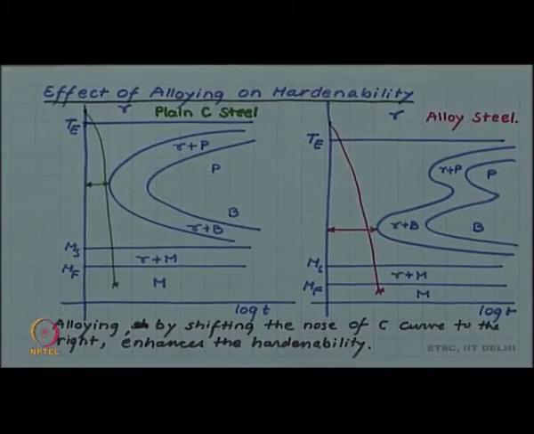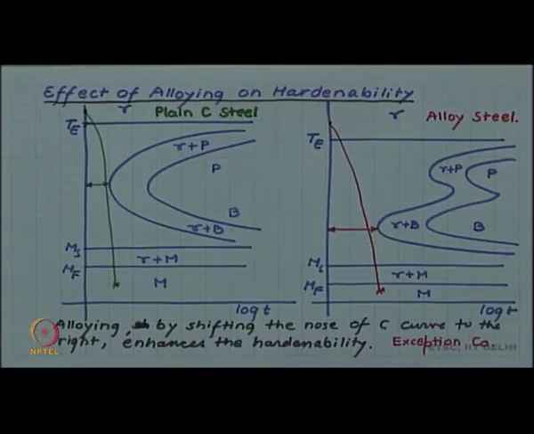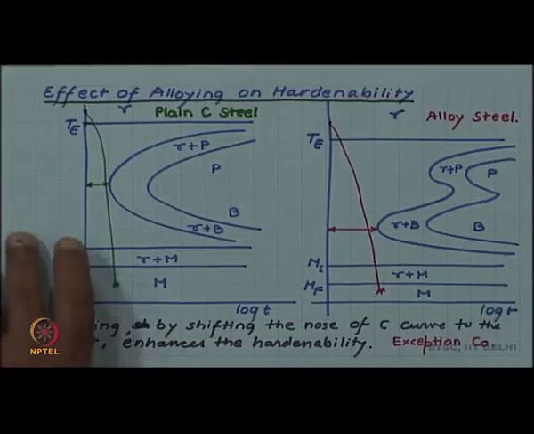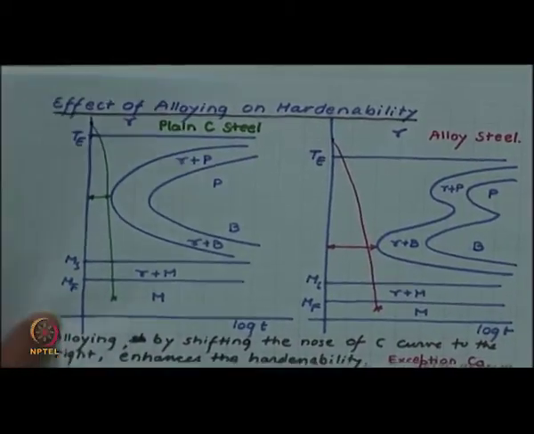This is true for all alloying additions. There is only one exception known, and that is cobalt. So, the only exception to this rule is cobalt. Cobalt does not shift the C curve to the right, and that is why it does not enhance the hardenability.